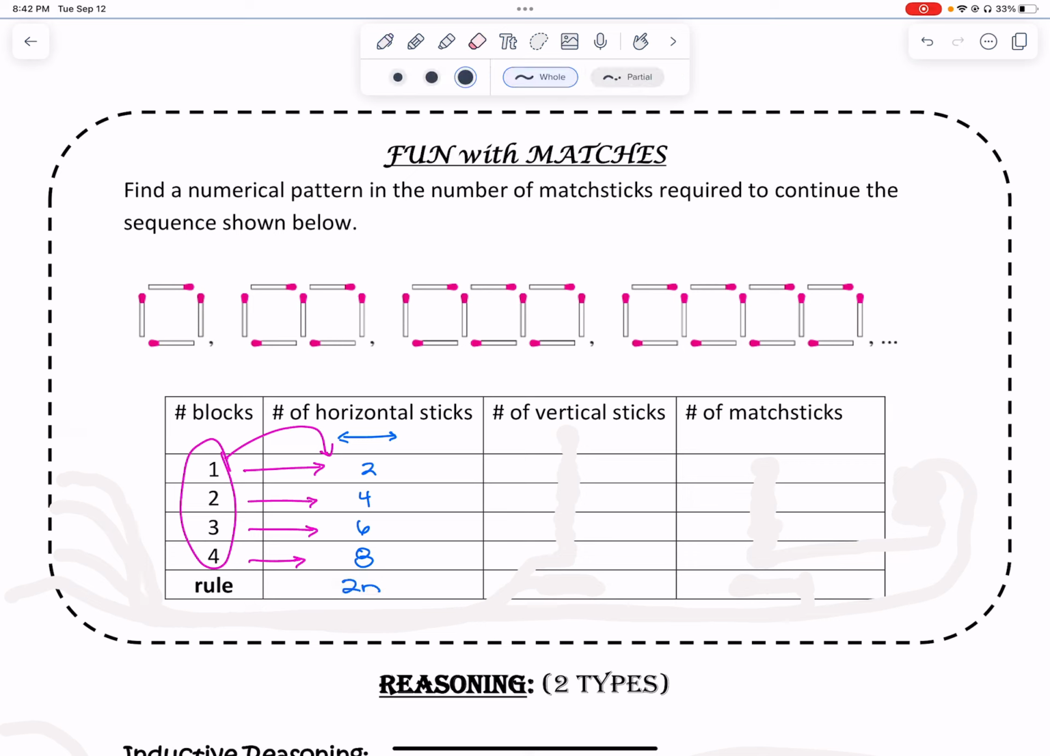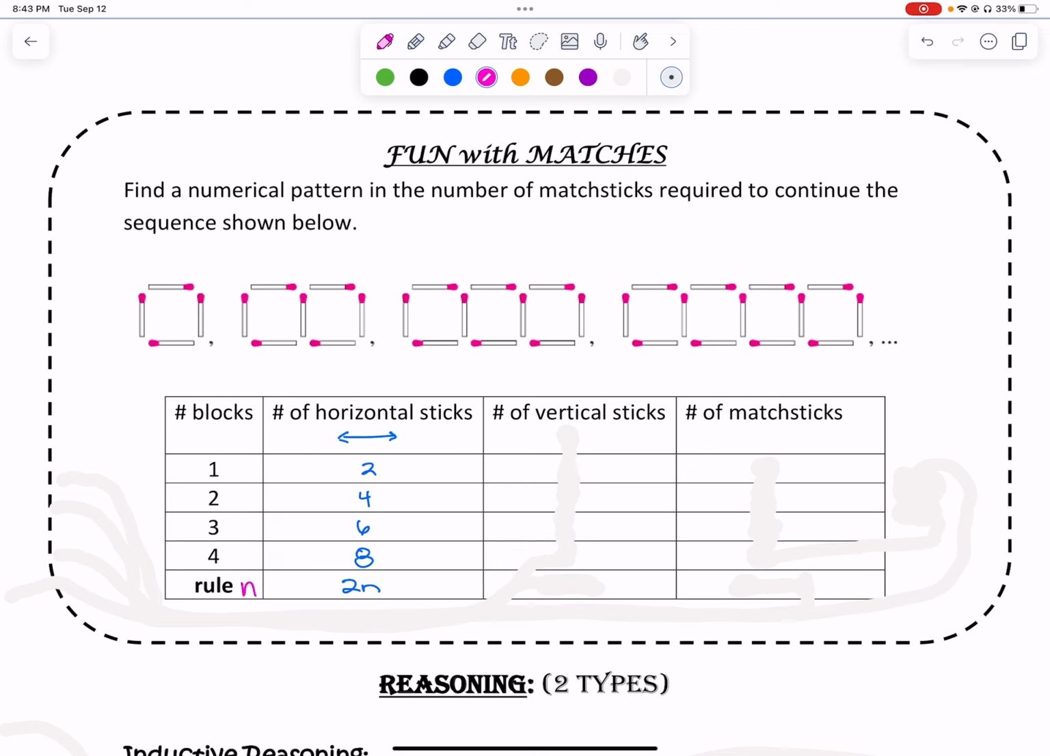Multiply by 2, right? So we're going to multiply each of these numbers by 2 to get the next column. All right, and so that's the rule. So anytime they ask, what happens if I had n blocks? That's the way they say it. What if I had n blocks? That means you've got to come up with a formula, or a pattern.